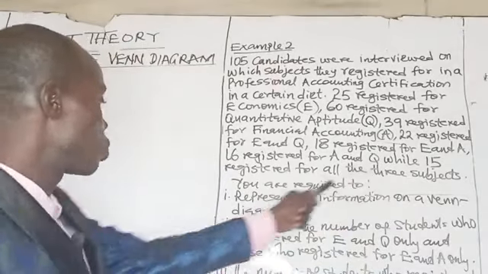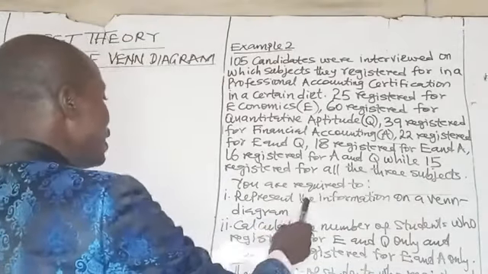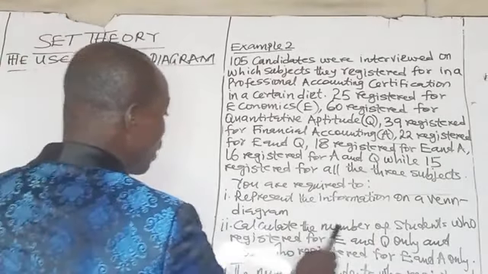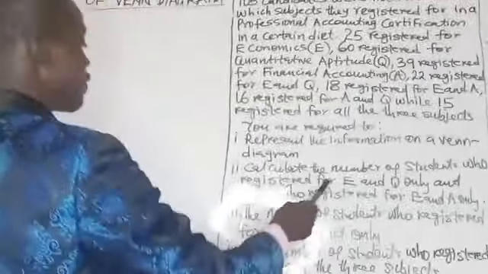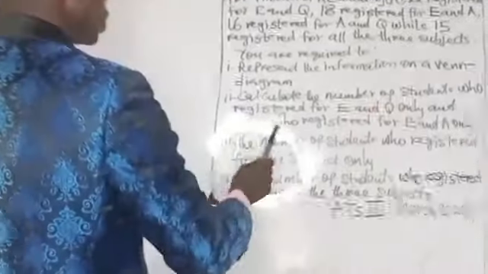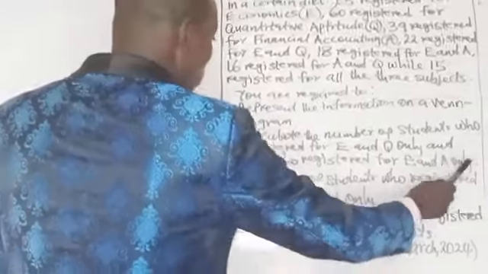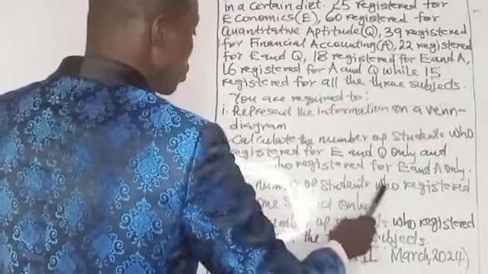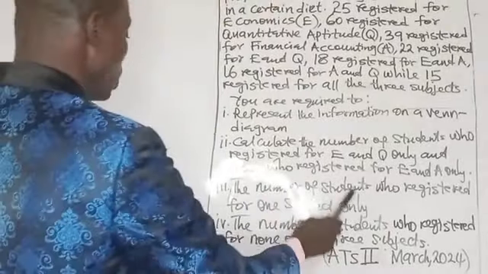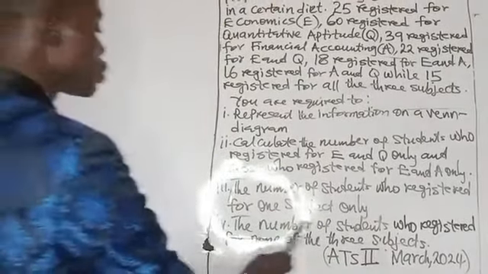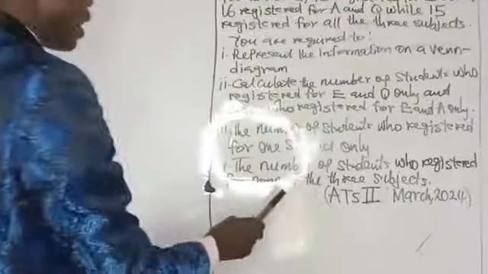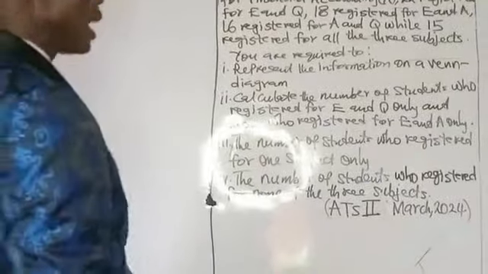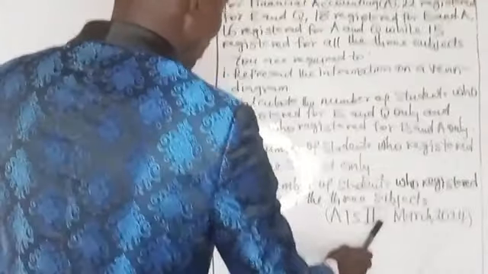You are required to: 1. Represent the information on the Venn diagram. 2. Calculate the number of students who registered for E and Q only, and those who registered for E and A only. 3. The number of students who registered for one subject only. 4. The number of students who registered for none of the 3 subjects. This question is obtained from ATS 2, March 2024 quantitative analysis.